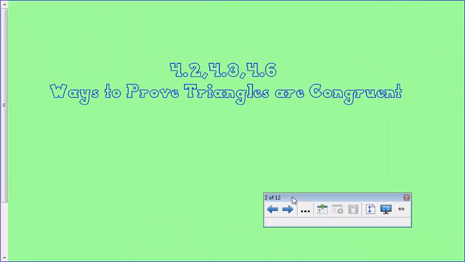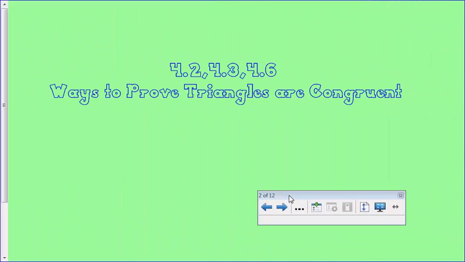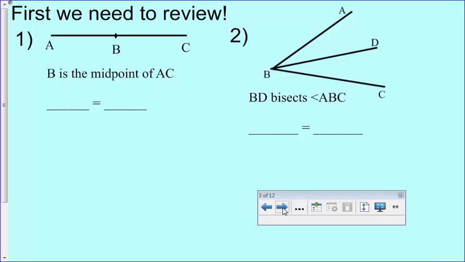Today we're combining a couple of sections, 4.2, 4.3, and 4.6, because they all talk about the same idea, same concept, and we're going to talk about ways to prove triangles being congruent. But before we talk about triangles, I want to reiterate how to mark your diagrams correctly. So two problems up here give you some keywords.